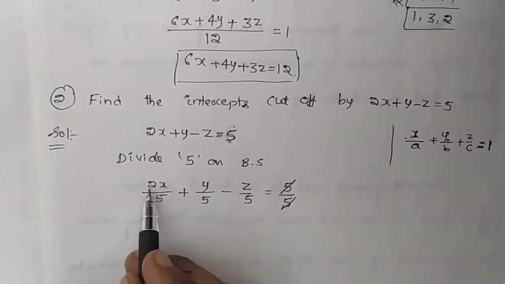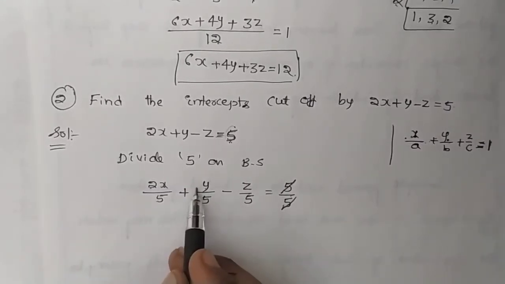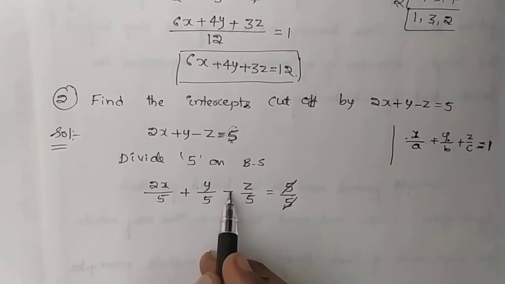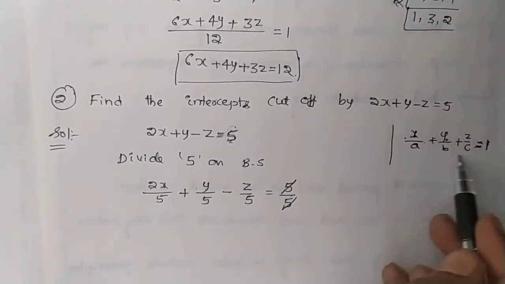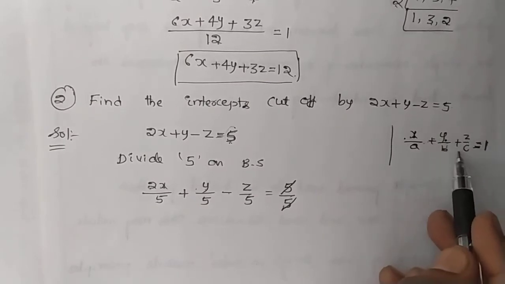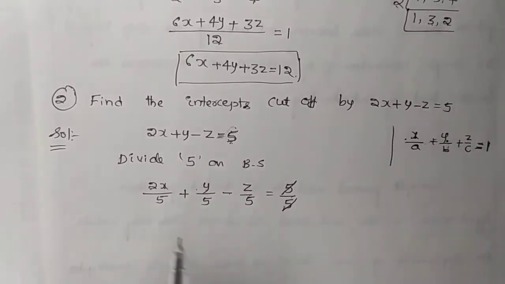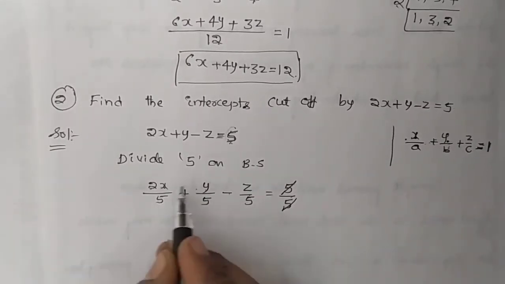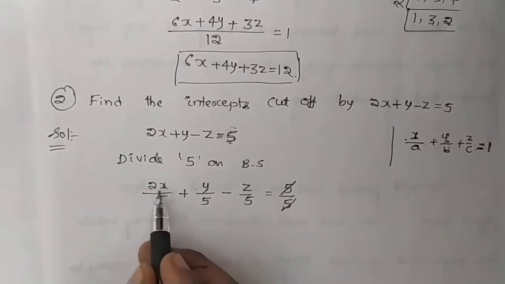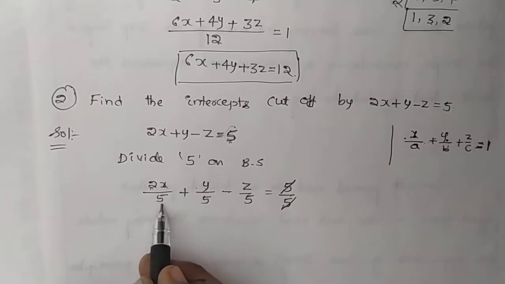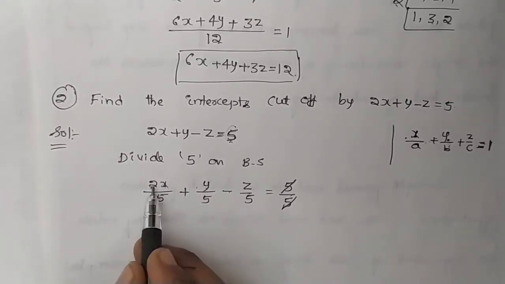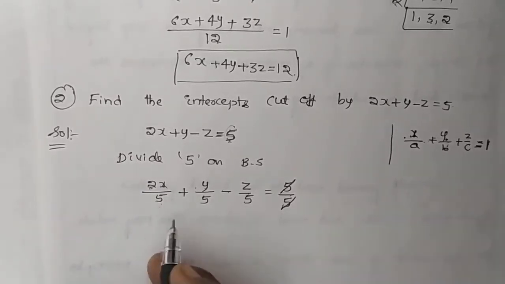Here we have x coefficient 2, y coefficient 1, z coefficient minus 1. We have to represent this equation in the form of x by a plus y by b plus z by c equals 1. So you just rearrange this equation once again. The x coefficient we have is 2. Take this 2 in the denominator.